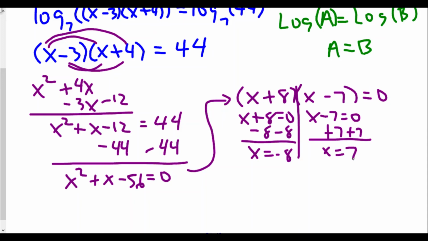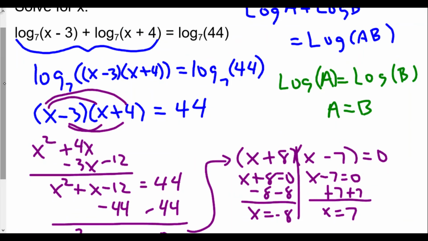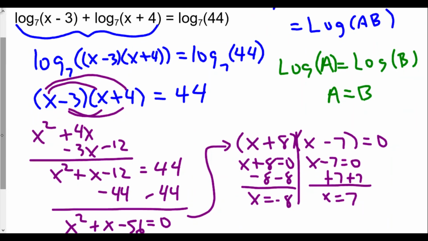Now, going back to the original problem, if we plug in negative 8 into either one of those logs, we're going to get a negative number. For example, negative 8 minus 3 is negative 11. That's no good. We can't have that. So this has to be rejected. Remember, the value inside the log function must be greater than 0.